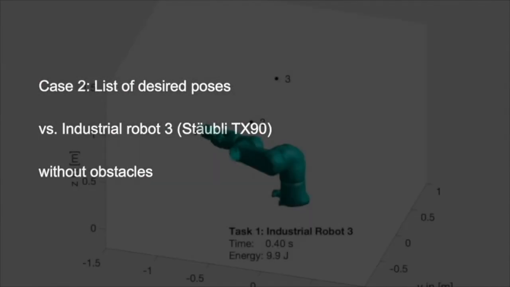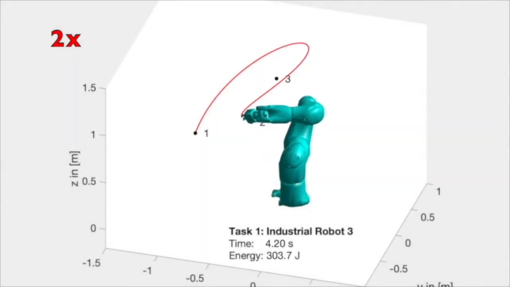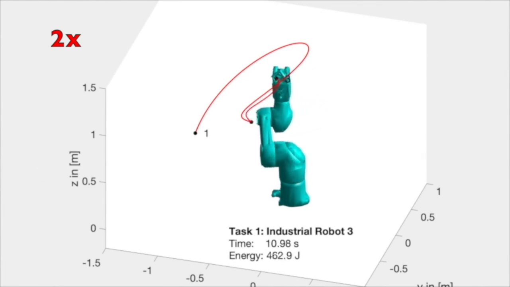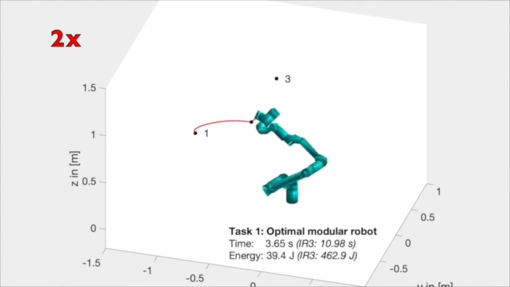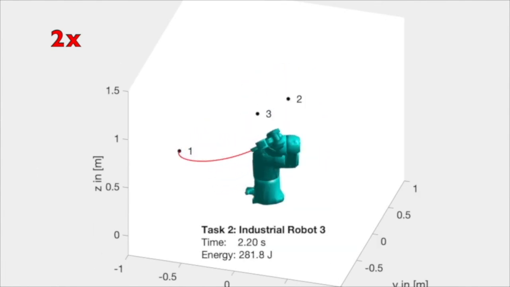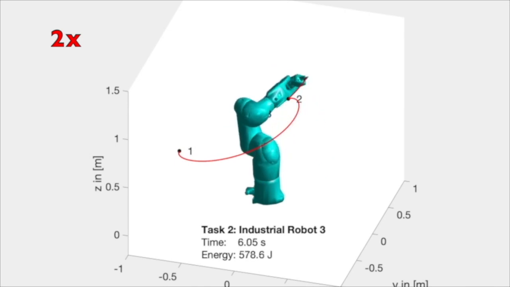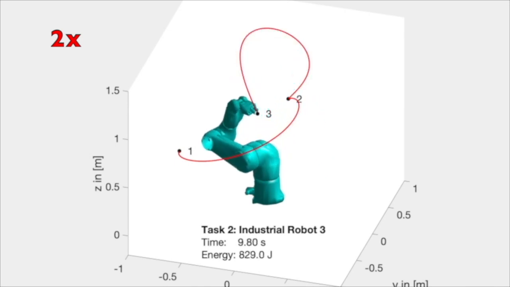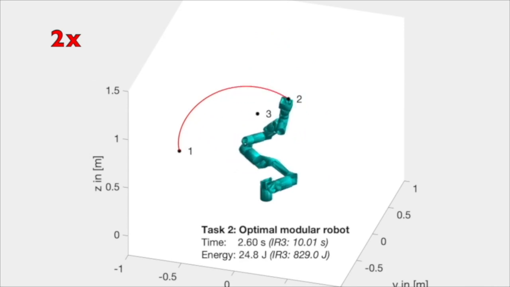Next, we look at tasks where the robot should move as fast as possible between predefined poses, such as in parts handling. Again, the modular robot consistently finds compositions that are more time efficient and energy efficient. Suitable kinematics are found, such that movements between poses are reduced.